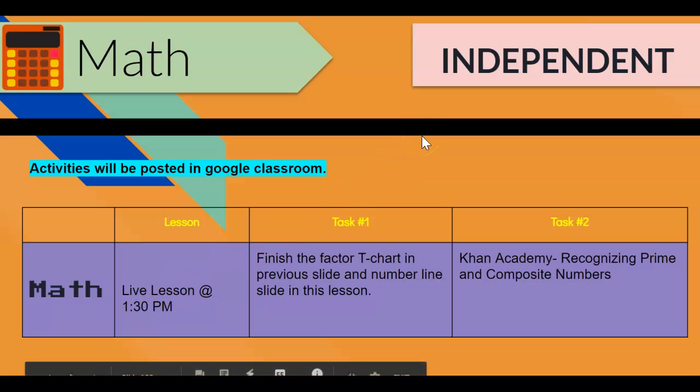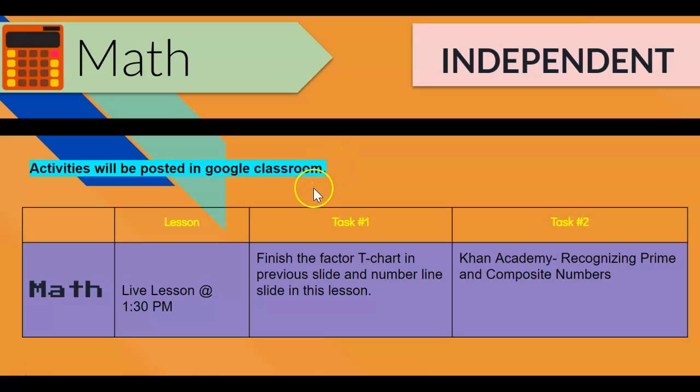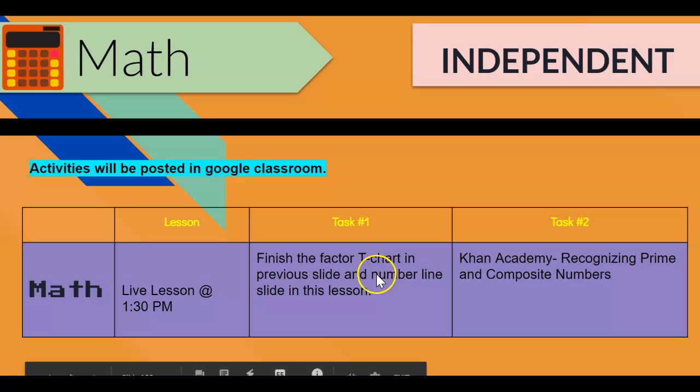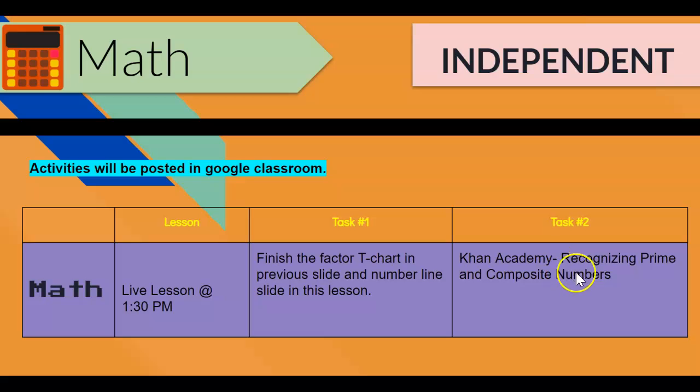And lastly, we had our live lesson, of course, at 1:30. And if you did not make the live lesson, you reviewed the lesson online and you watched the video. Our first task is to finish up the T-chart in the previous slide. And if you have not finished the number line in this slide, you're going to also finish that. Also, our other task is going to be working on Khan Academy. Your teacher has assigned you recognizing prime and composite numbers inside of Khan Academy. So you're going to need to go to Khan Academy for that.